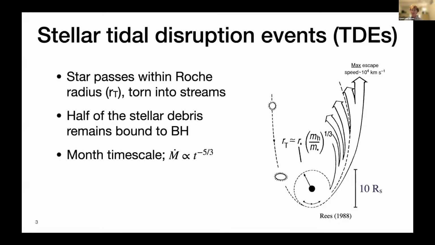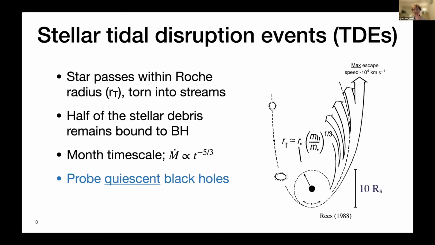Okay, so I hope that was worth 2 minutes of my time, because you just witnessed a stellar tidal disruption event. So here is the official theoretical summary. You have a star passing within the Roche radius of a supermassive black hole. It's torn into streams, half remains bound, and then falls back on a timescale of months with a steep power law decay.